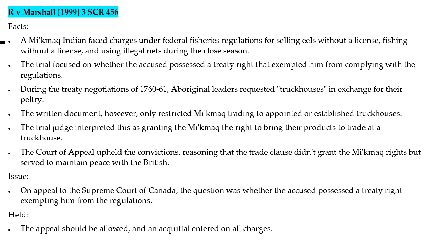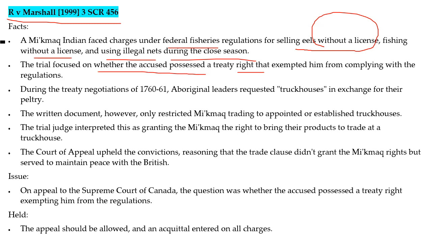Then we have the important case R versus Marshall. There are two cases related to this. Firstly, the judgment came in 1999. In this, Mi'kmaq Indian Marshall faced charges under federal fisheries regulations for selling eels without a license, fishing without a license, and using illegal nets during the closed season. The trial focused on whether the accused possessed a treaty right that exempted him from complying with the regulations, the rules.